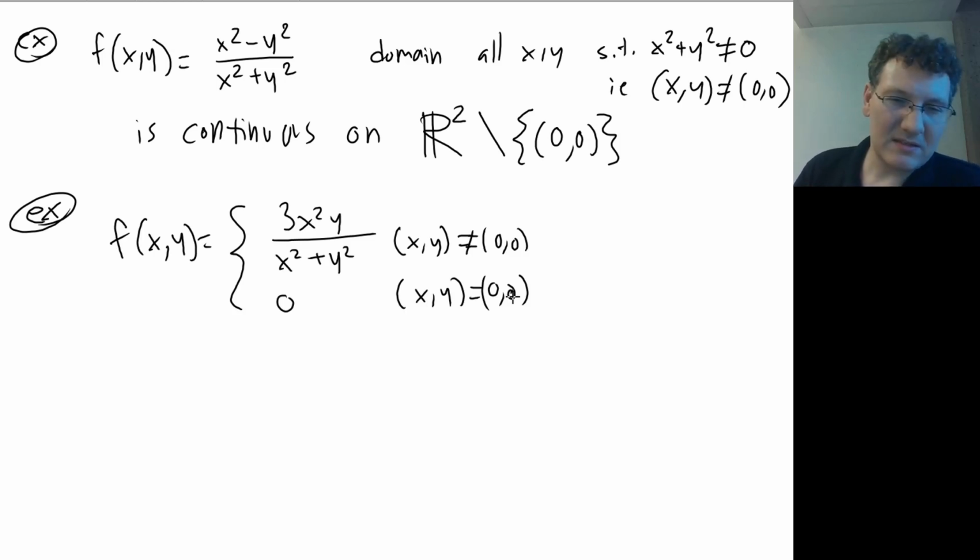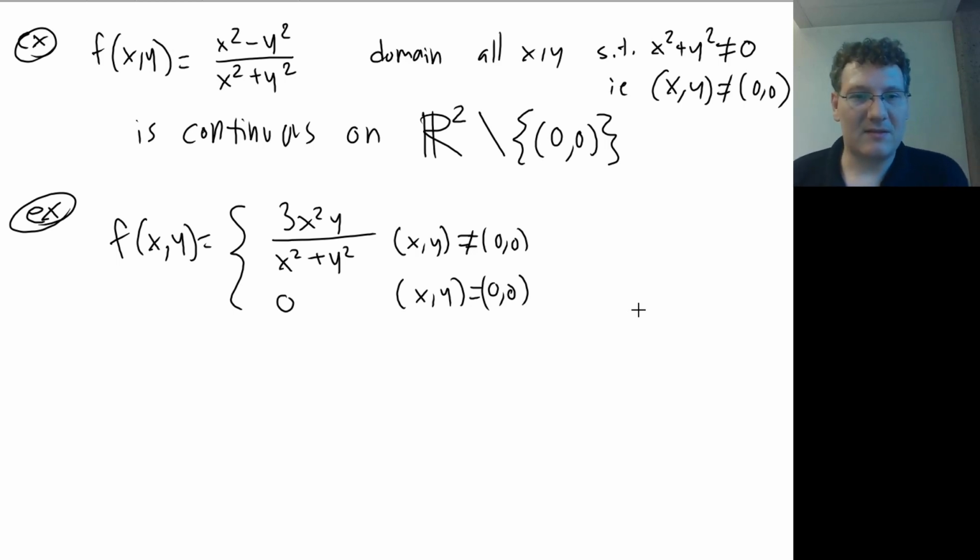So if you take a look at this other function, now I've filled in the gap, so its domain is all real numbers, all of R2. But the question is the limit: what is the function approaching when (x, y) is getting close to (0, 0)? What is the limit as (x, y) approaches (0, 0)?